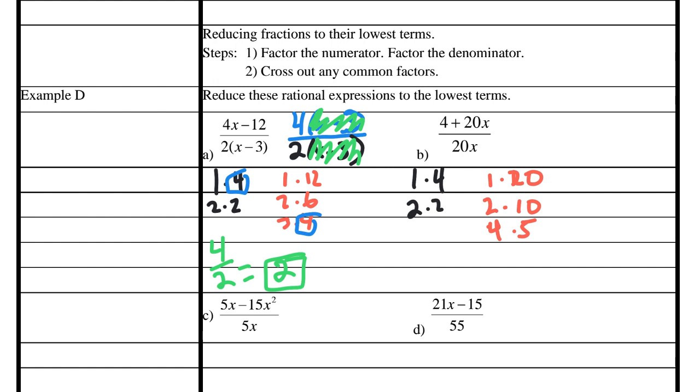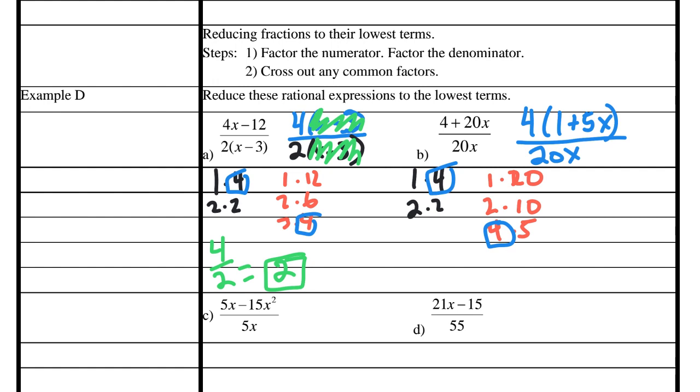Identify your greatest common factor, 4. So 4 parentheses. 4 times what gets me 4? 4 times 1 gets me 4. 4 times what gets me 20x? 4 times 5x gets me 20x. Didn't do anything to the bottom, so just bring that along. So now I have 4 times 1 plus 5x over 20x.